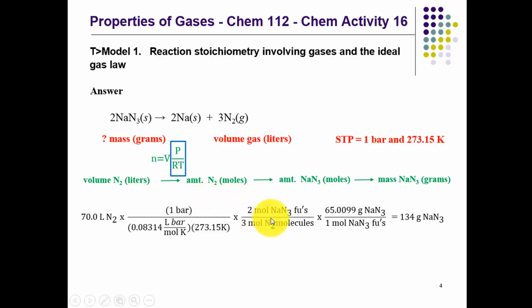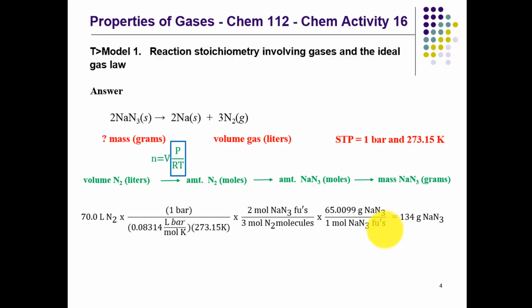We'll then use the stoichiometric coefficients to convert the amount of nitrogen gas in moles to the amount of sodium azide. Of course, it's 2 moles of sodium azide for every 3 moles of nitrogen gas molecules. After this conversion, we'll have the amount of sodium azide in moles, and we'll make use of the molar mass of sodium azide to calculate what mass would be required. And we come up with 134 grams. Now, as I mentioned before, this is all at STP, or 0 degrees Celsius.